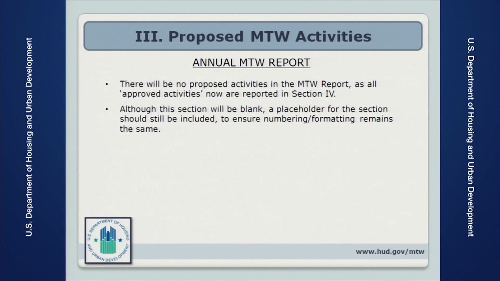Finally, here we just wanted to note that for the annual MTW report, this proposed MTW activity section will be blank. All approved activities will now be moved into the corresponding categories of the approved MTW activity section. So section 3 in the MTW report will just be not applicable. We do ask that the placeholder for the section number and name still be included so that the overall document numbering is not thrown off.